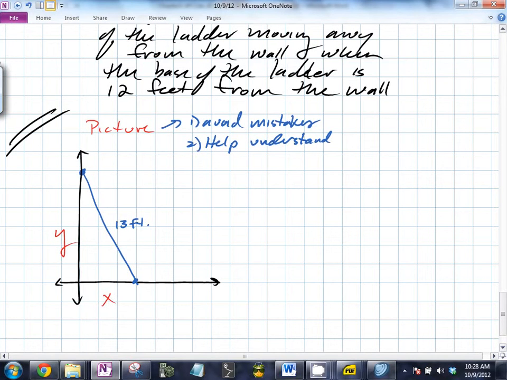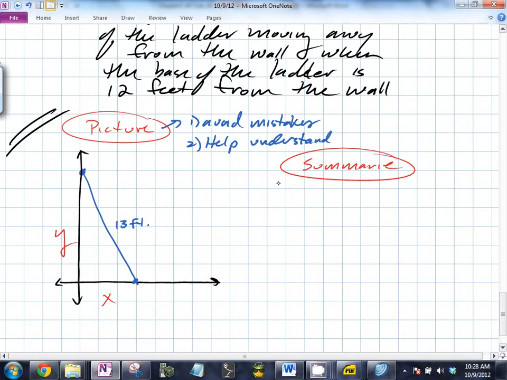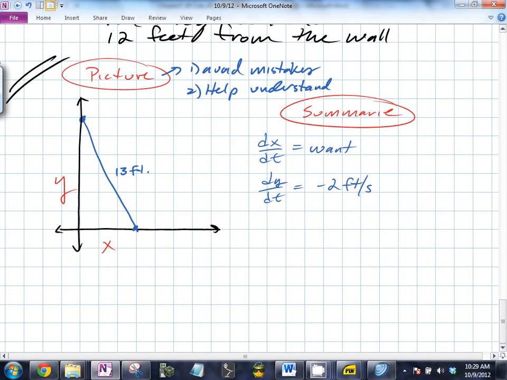Summarize. So what did I give you? What do we have? dx/dt is equal to what? We don't know. That's what we want. We want this, right? What's dy/dt? 2 feet per second. And what else do we know? We want when what is true? When x is 12. We want dx/dt when x is 12. There's our summary. What's the next word? Relationship.